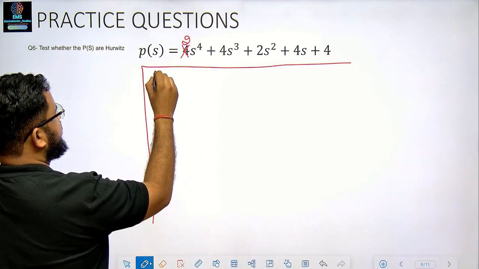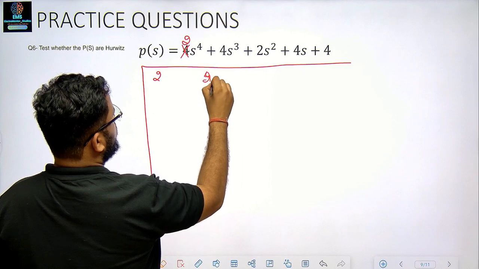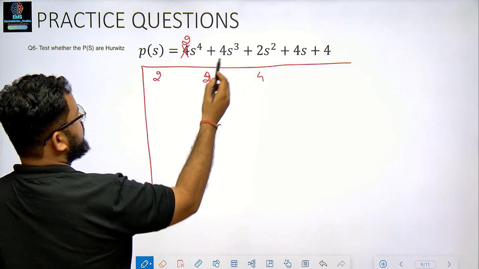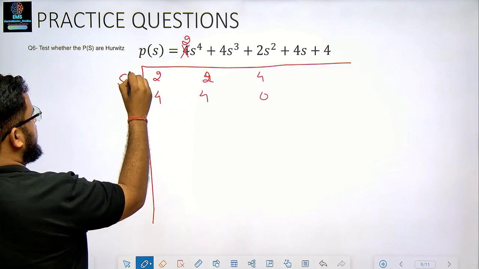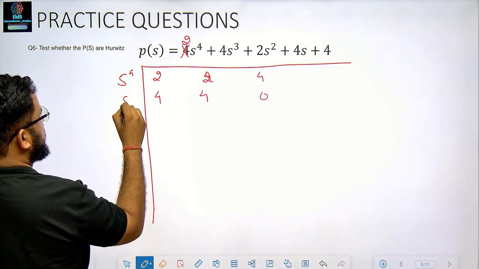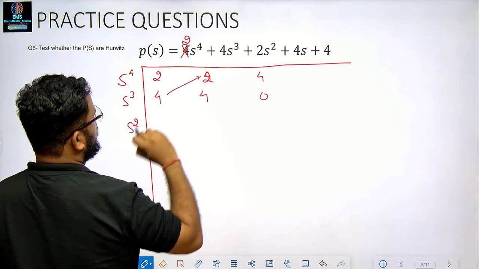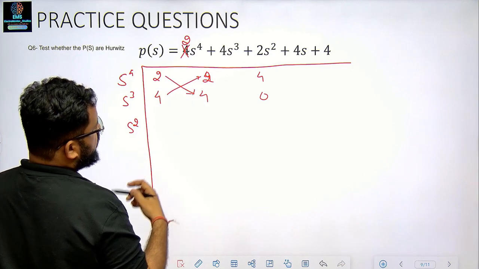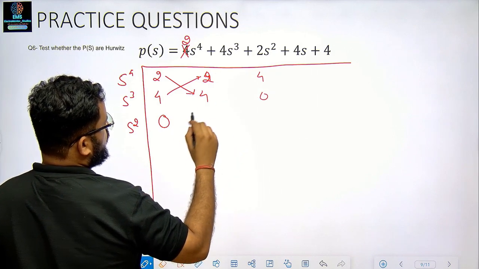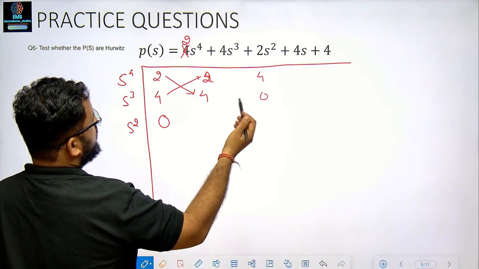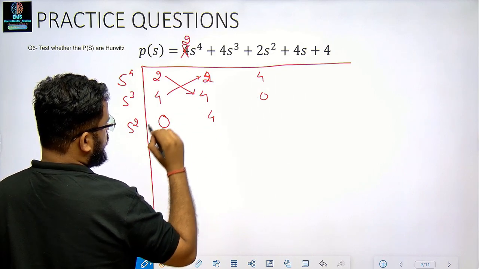Let's just plot the Hurwitz table for it. 2, 2, 4. You have got 4 and 4, 0. So this is S4 and this is S3. So let's calculate for S2. If you see, 4 into 2, 8, 2 into 4, 8, 8 minus 8 is going to be 0. Let's take the other one. 4 into 4, 16, 2 into 0, 0, 16 minus 0 by 4 is going to be 4 again.